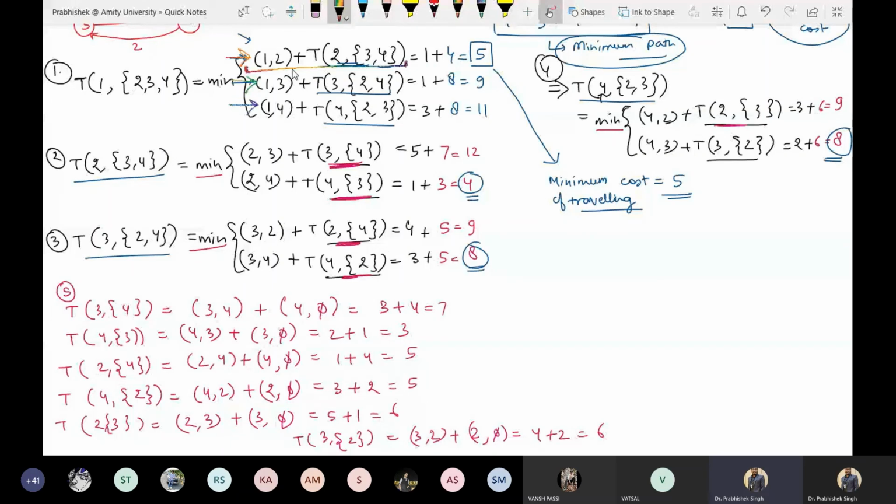Which path is the starting path? 1 to 2. Okay, so this is the starting path. I will take this path. 1 to 2 is the starting path. I hope you can see the screen. It is going with me. 1 to 2 is the starting path.